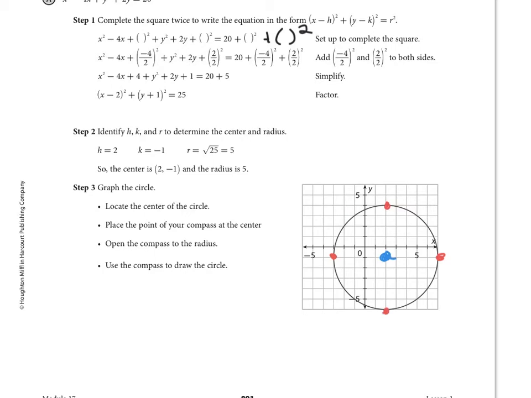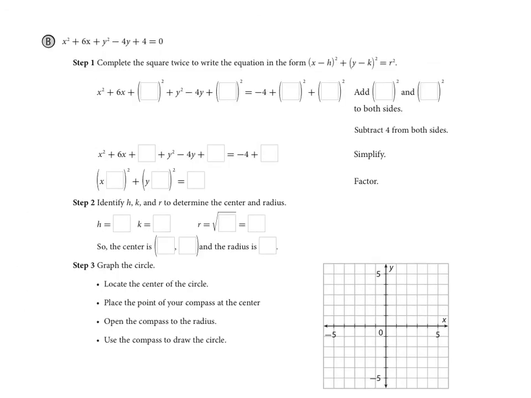So let's do the next example. We're going to do part B here on page 892. Notice the equation that we start with: x squared plus 6x plus y squared minus 4y plus 4 is going to equal 0. So we're going to complete the square, and to do so it makes sense to get all the constants out of the way. So we're going to take that 4 and move it over to the right hand side. You can see that they've already set that in that spot.